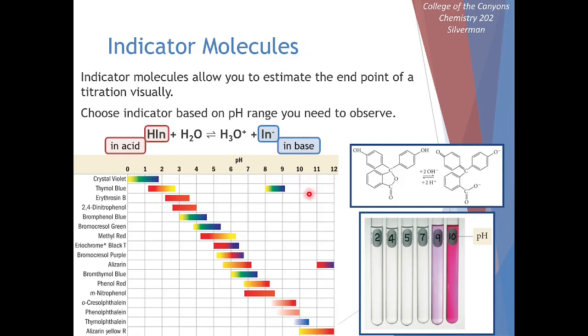The reason that these indicator molecules work is that they themselves are weak acids or weak bases, where they are converted from the conjugate acid to the conjugate base or vice versa. One of these forms has a certain color, the other has a different color. Phenolphthalein, for example, has a pink form in basic conditions and a colorless form in acidic conditions.